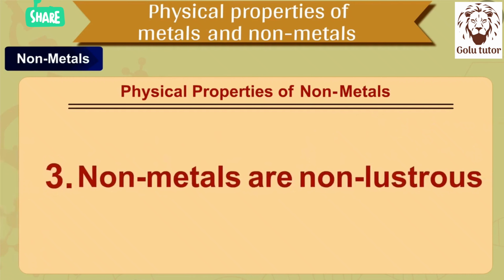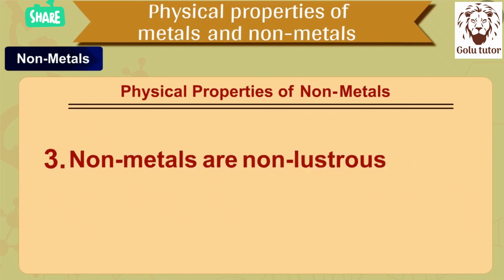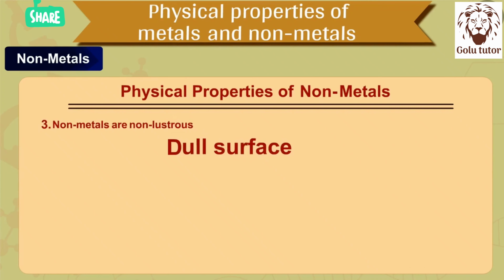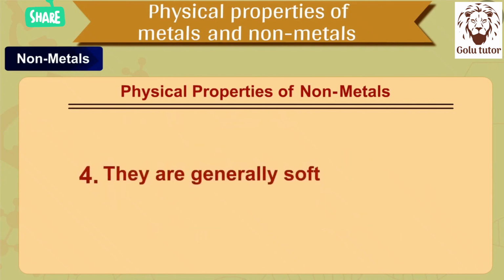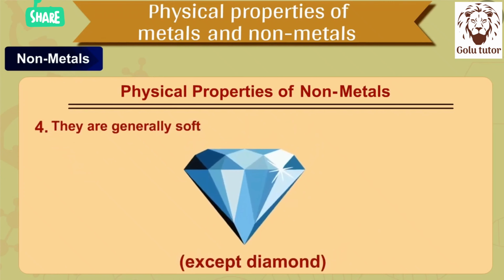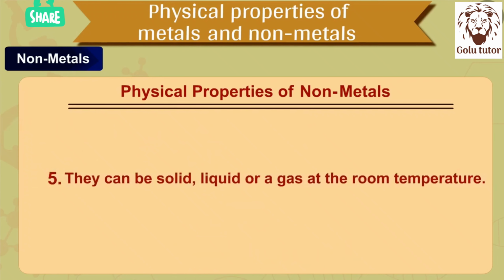The third property of non-metals is that they are non-lustrous. It means that they have a dull surface. For example, sulfur and phosphorus. The fourth property is that they are generally soft, except diamond. The fifth property is that they can be solid, liquid, or gas at room temperature.